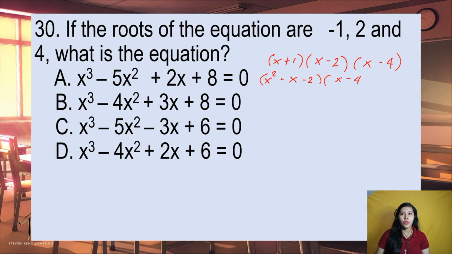So let's just distribute the x on these three terms. We have x cubed minus x squared minus 2x minus 4x squared plus 4x plus 8. So we have x cubed, negative x squared minus 4x squared, we have negative 5x squared. Negative 2x plus 4x, we have 2x.